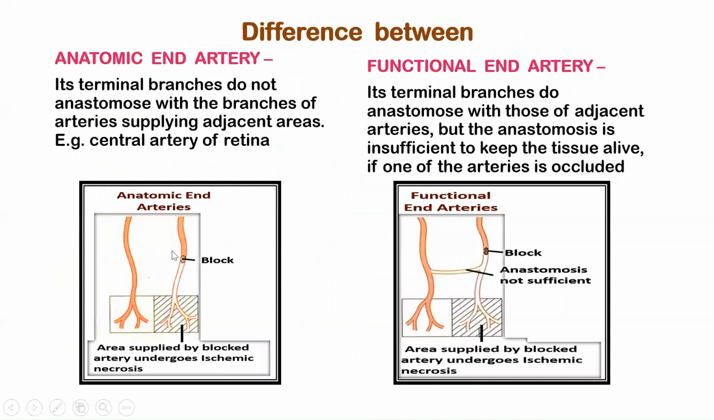What is an anatomic end artery? Here, the terminal branches do not anastomose with the branches of the adjacent arteries. Thus, if the artery gets blocked, the area supplied by it will undergo ischemic necrosis. In a functional end artery, the terminal branches anastomose with the adjacent arteries, but the anastomosis is insufficient to keep the tissue alive. Therefore, if there is blockage of the artery, the area supplied by it will undergo ischemic necrosis.